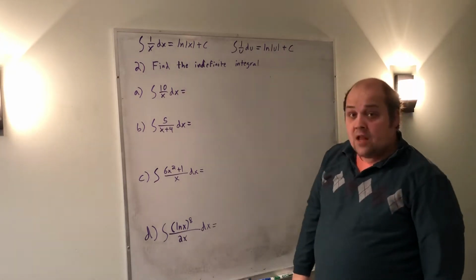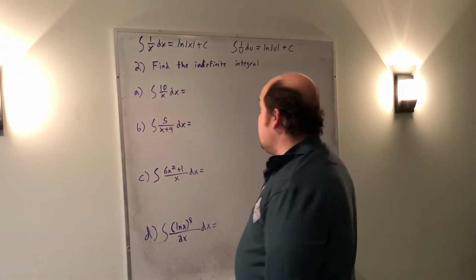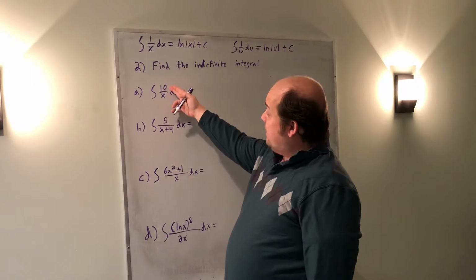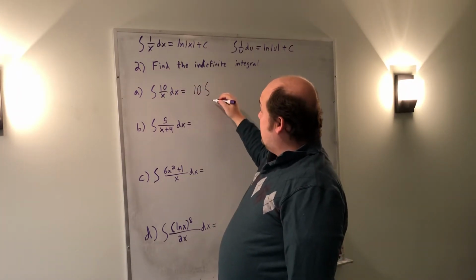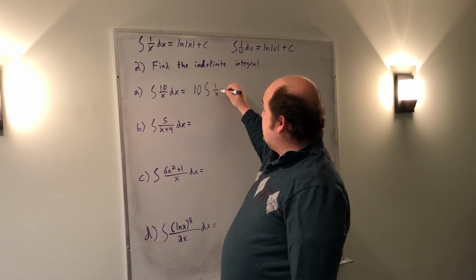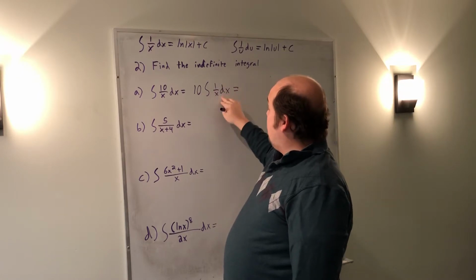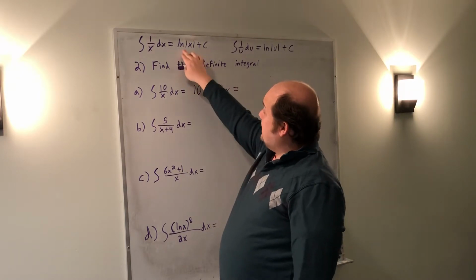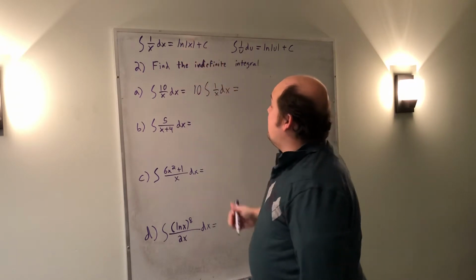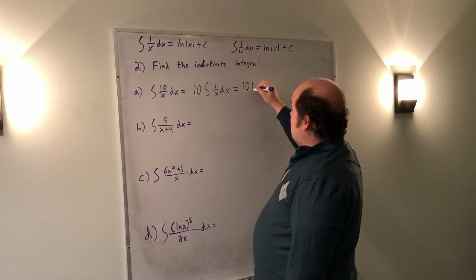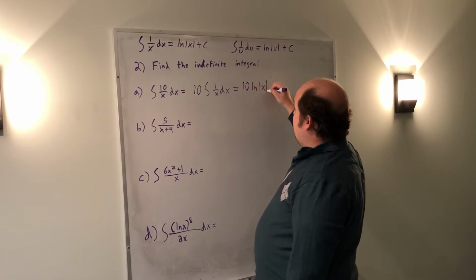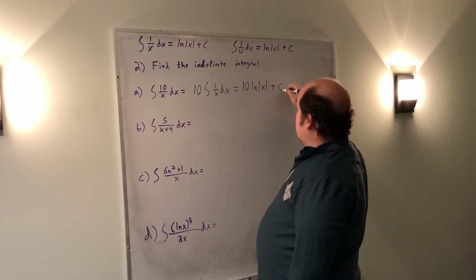If we look at the first part, part A, here we can just factor out the 10, which is a constant, and turn this into 10, the integral of 1 over x dx. Then we know the integral of 1 over x dx equals the ln of the absolute value of x plus c. So this becomes 10, the ln of the absolute value of x plus c.